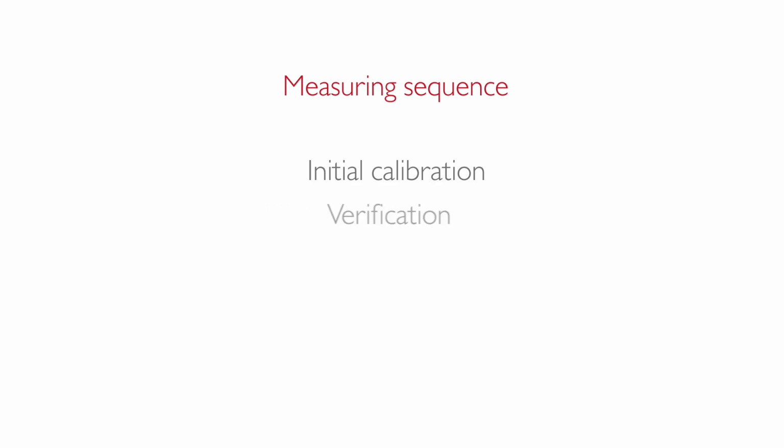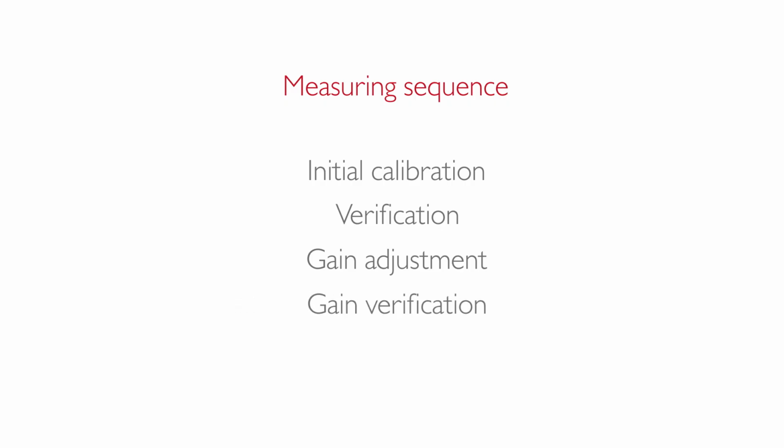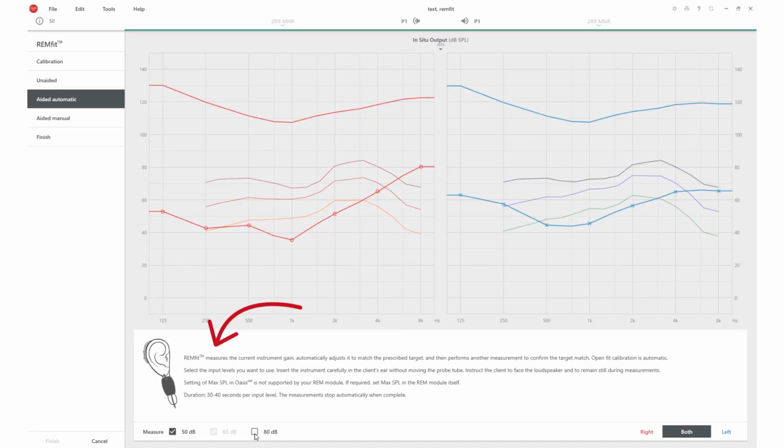The level calibration is followed by the verification measurement of the initial gain. The gain is then automatically adjusted to match targets, followed by a verification measurement of the adjusted gain. Read the instructions given in the notes and prepare your equipment and client accordingly. We will click both to measure both sides.